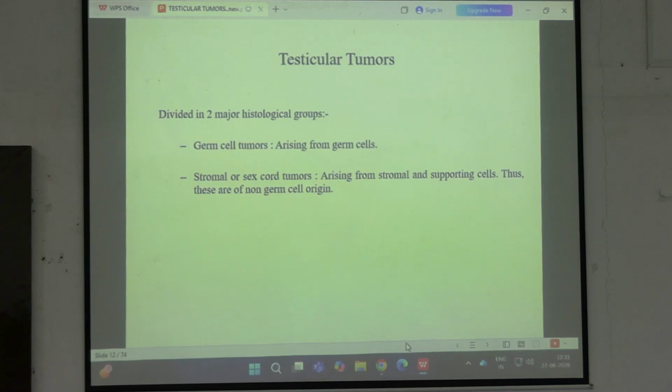Germ cell tumors arise from the germinal cells. Okay, as we have already discussed, the ones that are present in the seminiferous tubules giving rise to sperms. The other one is stromal or sex cord tumors, arising from stromal and supporting cells. So therefore, these are not of germ cell origin, right? So what are those cells that are not of germ cell origin?